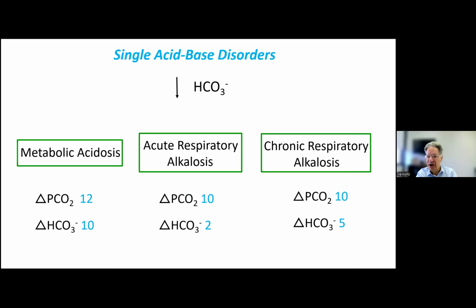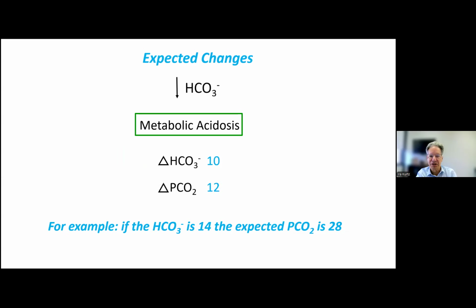And in chronic respiratory alkalosis, for every 10 fall in the PCO2, the bicarbonate falls 3 more in addition to what it fell in the acute phase, so the total falls 5. You can see these ratios are different, and that's how we distinguish each of these acid-base disorders. So for instance, in metabolic acidosis, as I said, for every 10 fall in the bicarbonate, we hyperventilate, so the PCO2 falls by 12. For example, in a male, if the bicarbonate is 14, that means it fell by 10. So you'd expect the PCO2 to fall from 40 to 28. So the expected PCO2 would be 28.